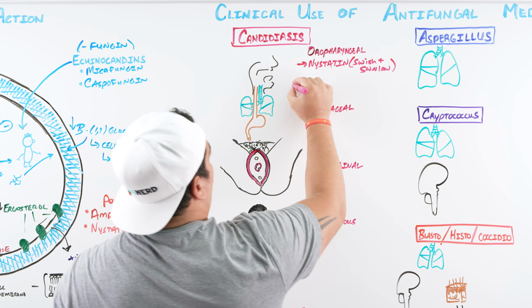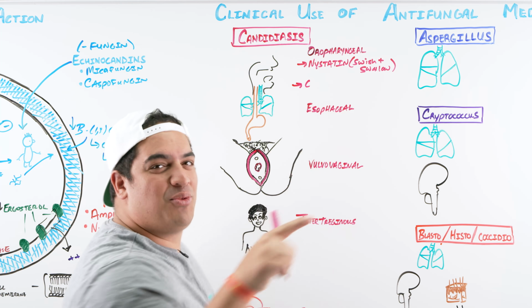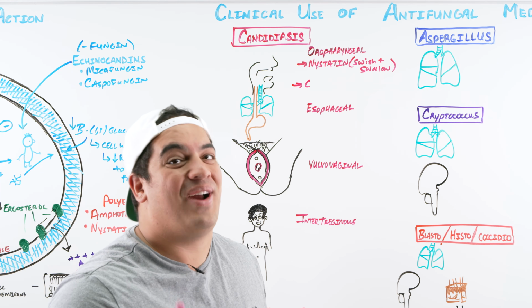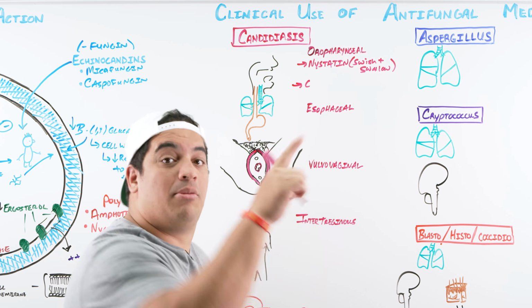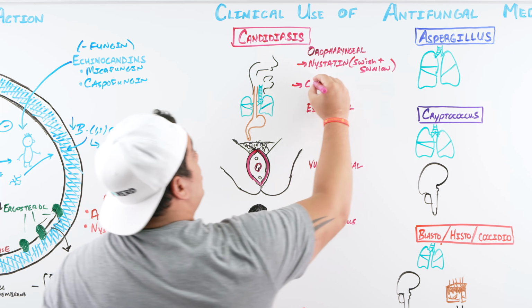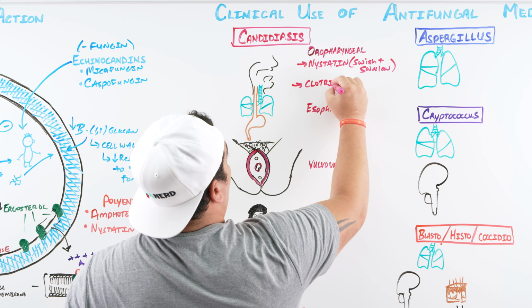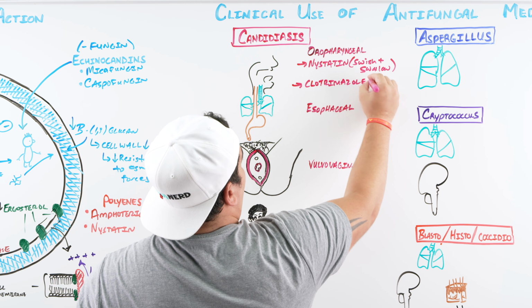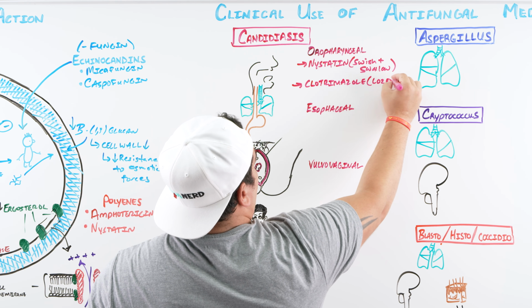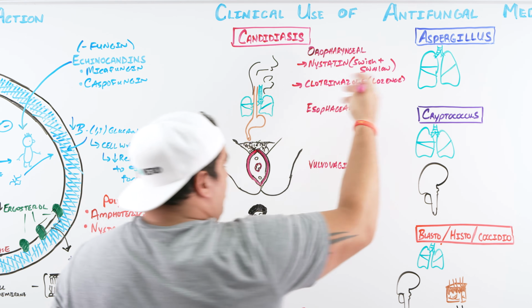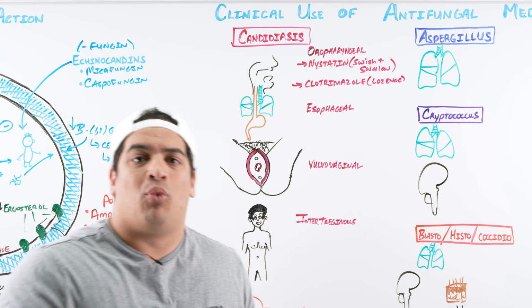So the other agent that you could utilize is clotrimazole. Which one was that? Was that the imidazole or the triazoles? It was the imidazole, along with miconazole and ketoconazole. So clotrimazole would be the other agent here that you could utilize, in a lozenge kind of form. So these would be the two agents that we utilize for oropharyngeal candidiasis.